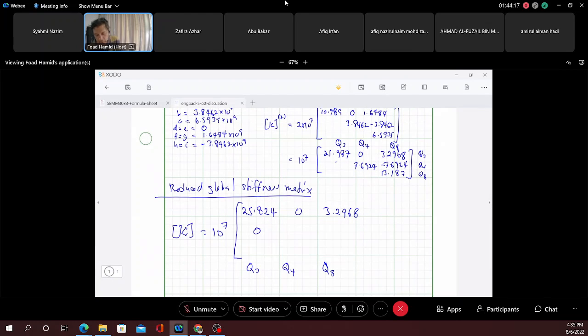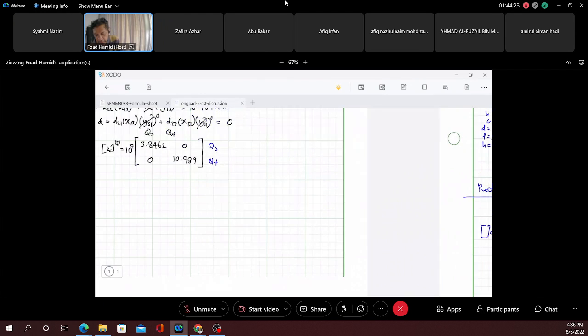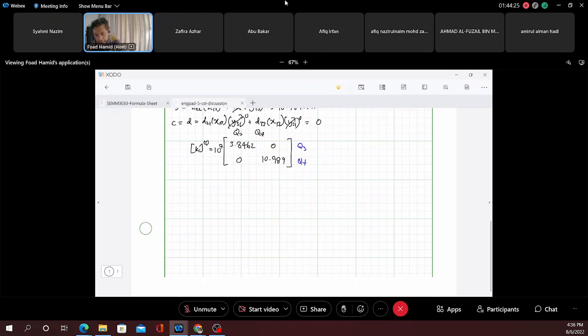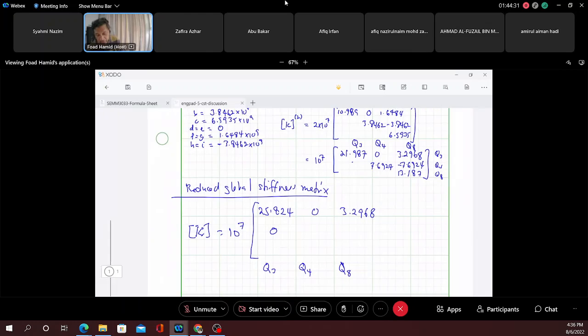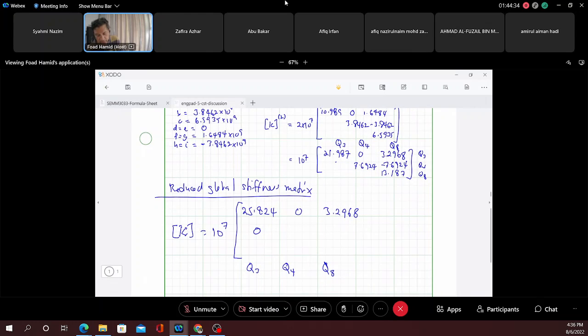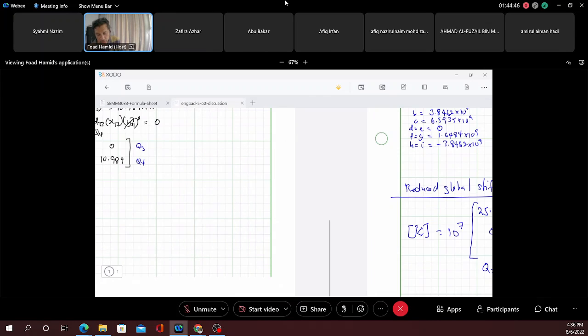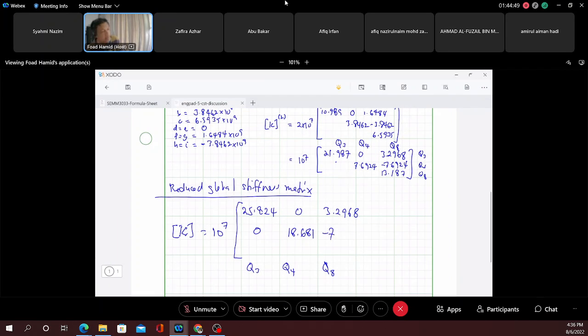Okay, and then Q4 and Q4, 7.6924. Q4 and Q4, 10.989. So this one is overlapping, so we need to add them together, 10.989 plus 7.6924, then this becomes 18.681. And then Q8 and Q4 is not here, so this is exclusively for the second element. Okay, and if you repeat this, we should get this number.